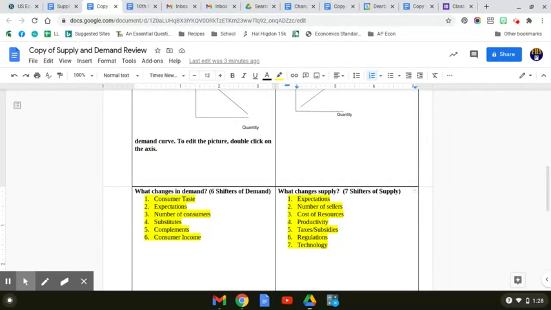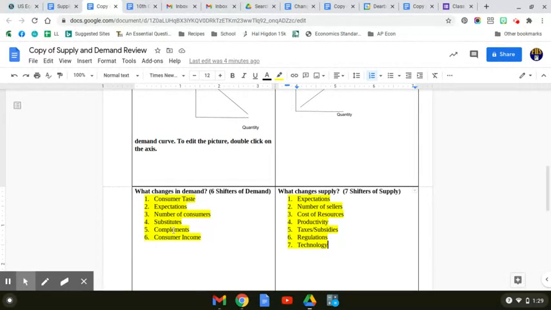Number of consumers. So remember, as the number of consumers that can buy the product increases, demand is going to increase. Substitutes. So substitutes are 2 items that are going to be interchangeable. So you're either going to buy one item or the other. So you're going to buy pumpkin pie or apple pie, or you're going to buy turkey or ham. So if the price of turkey goes up, people are going to be less likely to buy the turkey and more likely to buy the ham. So an increase in the price of turkey is going to lead to an increase in the demand for ham.